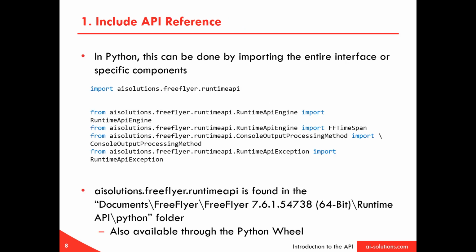So the first step is to include the API reference. In Python, this can be done by importing the entire interface or specific components, and each of those are shown here. The first line imports all components of the Runtime API interface, and the other lines that start with from show how to import specific pieces. The Runtime API reference is found in your Documents folder under your FreeFlyer directory in Runtime API, and it's also available through the Python wheel if you want to access it remotely.